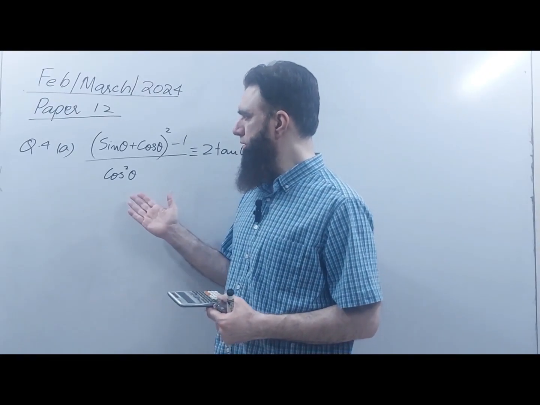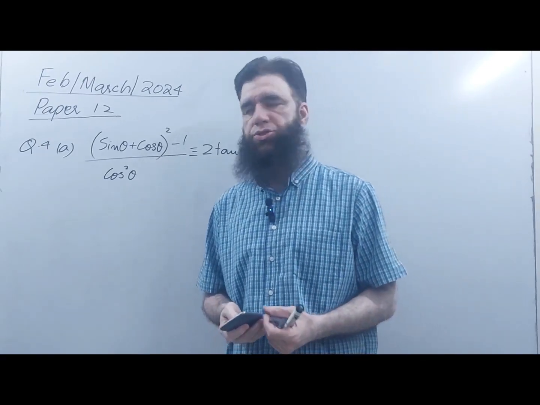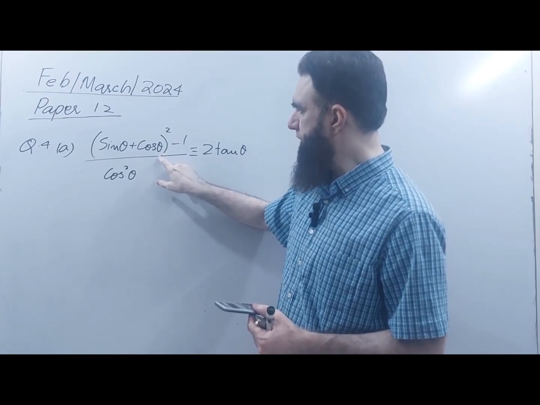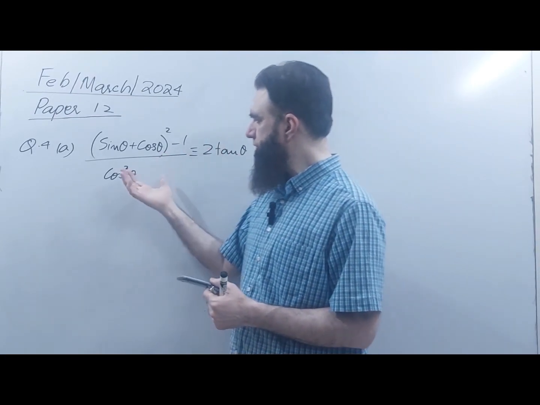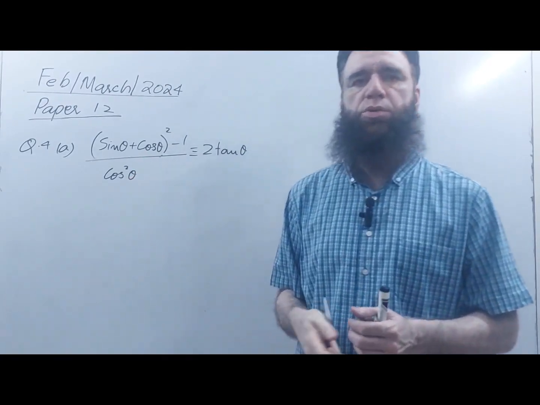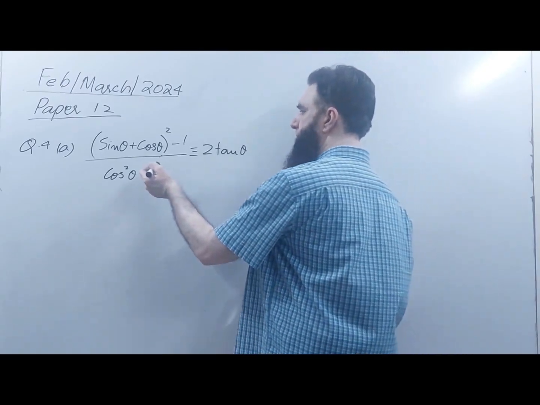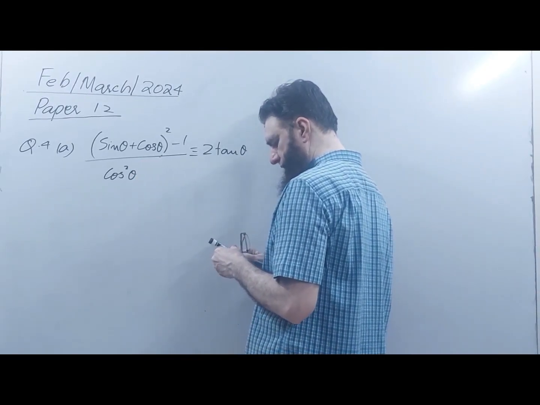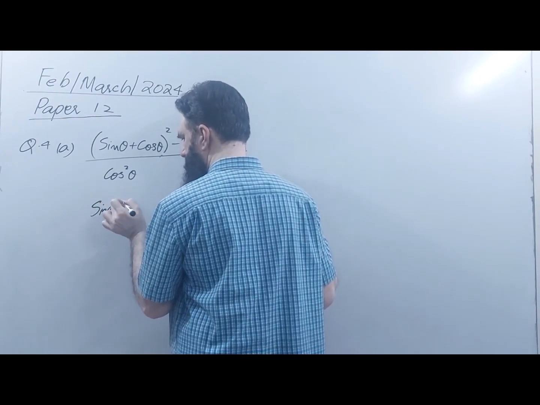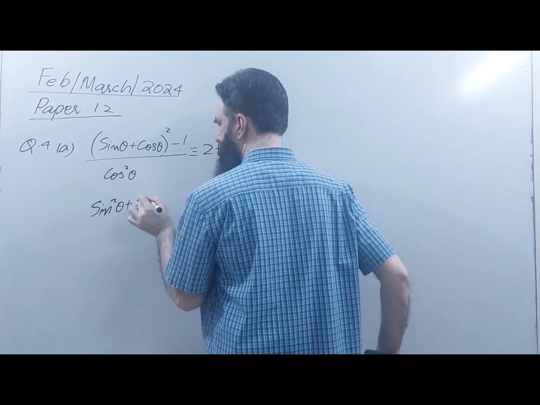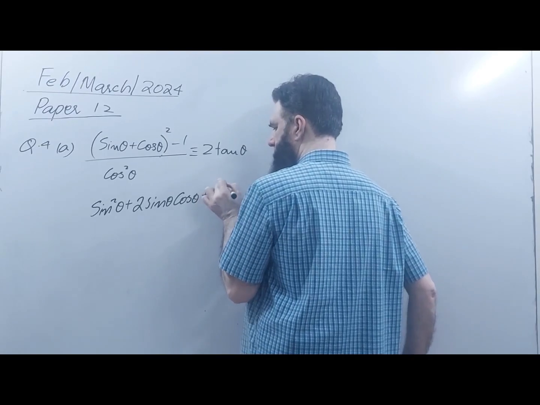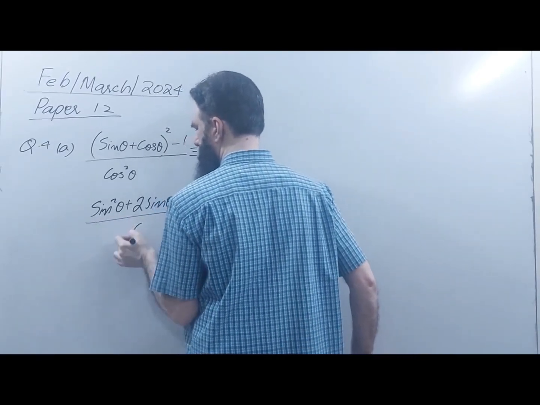In question number 4, you can see this is a trigonometric question and you have been asked to solve this particular identity. In trigonometric identities, you take one of the sides and prove it equal to the other side. Usually it's better to take the left hand side. So we take the left hand side and we open it: sine squared theta plus 2 sine theta cos theta plus cos squared theta upon cos squared theta.